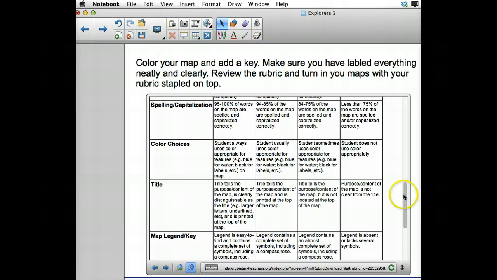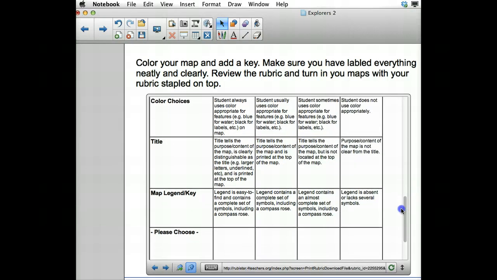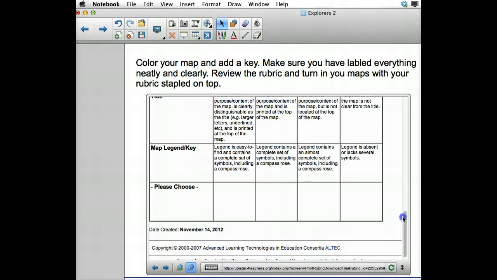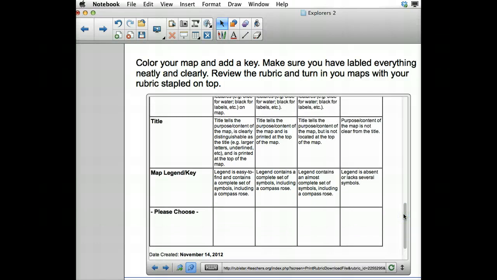And the next one is color choice, because we want to make sure that the map is readable and that it will entice the reader into studying the information. The map will be given a title, and the title will have a purpose. The map should be a world map of explorers, not a U.S. map. And then the map has a legend, so we'll know where north and south is and any symbols that we use.